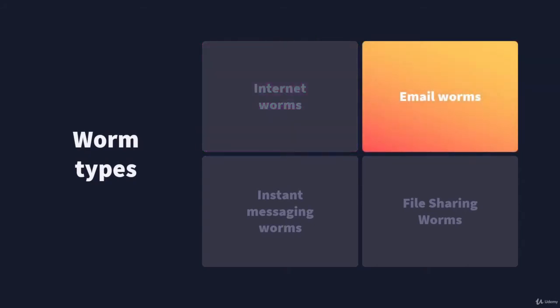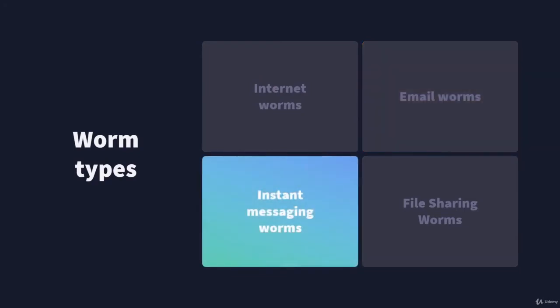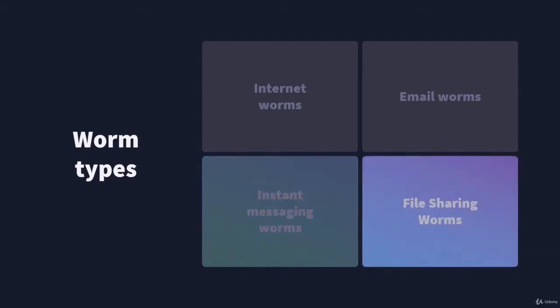Next, we have email worms, which spread through email messages which contain malicious attachments or links to malicious websites. Yet another type is instant messaging worms, which spread by sending malicious links via instant messaging applications. Last on our list is the file-sharing network worms, which place a copy of themselves in a shared folder and spread via peer-to-peer network.